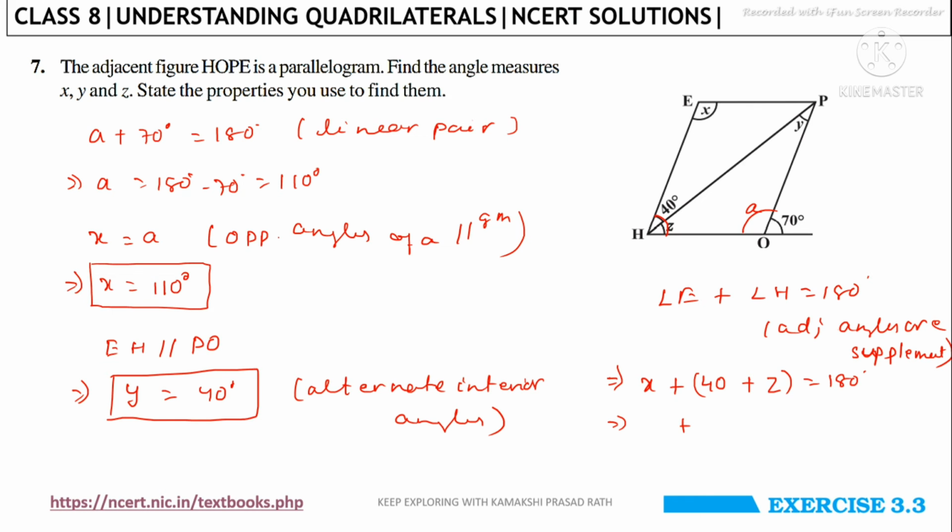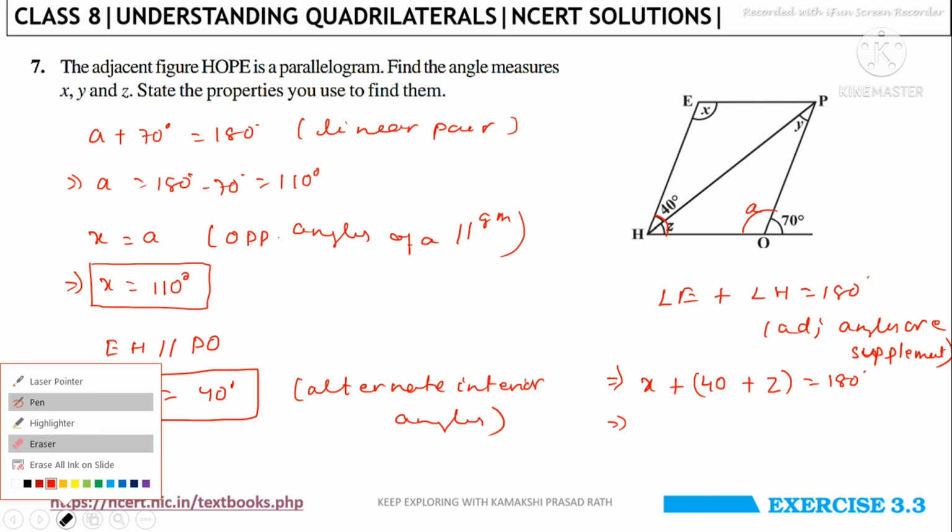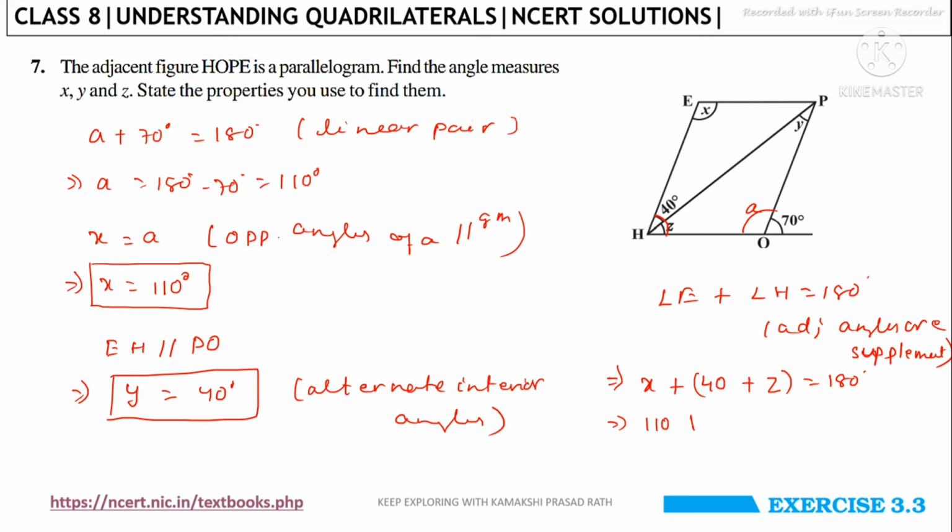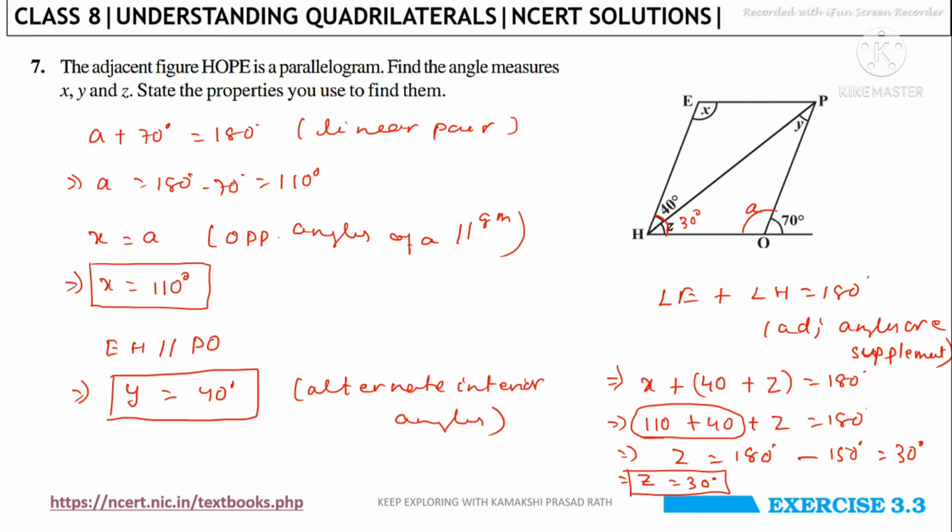So in place of X we can now write 110. So 110 plus 40 plus Z equals 180 degrees, implies Z equals 180 degrees minus (110 plus 40), which gives us 150. So 180 minus 150 we get 30. So Z equals 30 degrees. So here Z becomes 30, X is 110 and Y is 40 degrees.